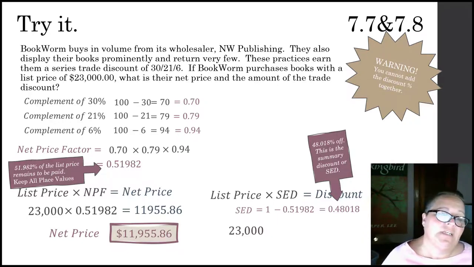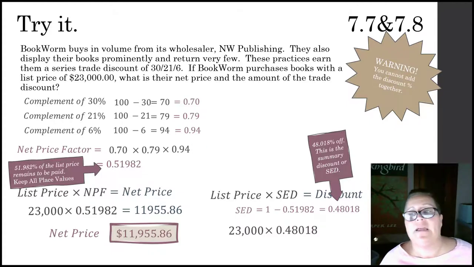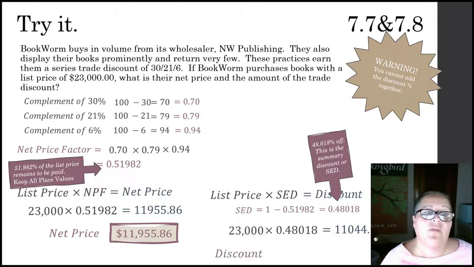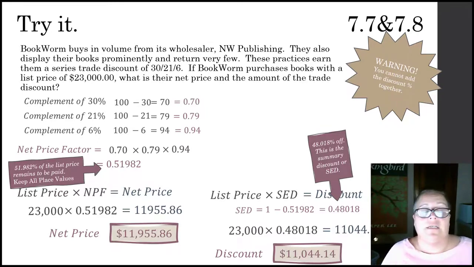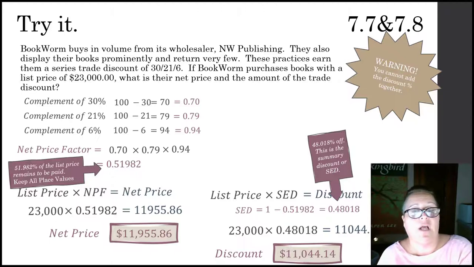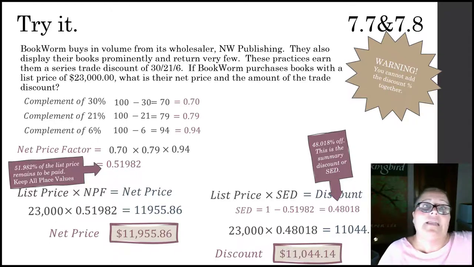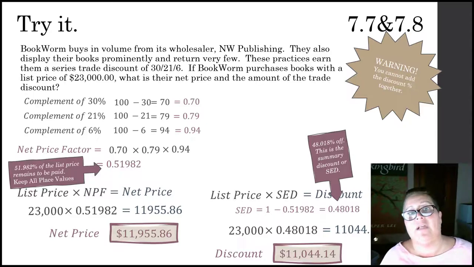If I take the 23,000 and multiply it by that single equivalent discount, I will get $11,044.14, which is exactly what I got with subtraction. And if you really are concerned, you can take that discount of $11,044.14 and add it to the $11,955.86. When you add them together, you ought to get the $23,000 that is the list price.